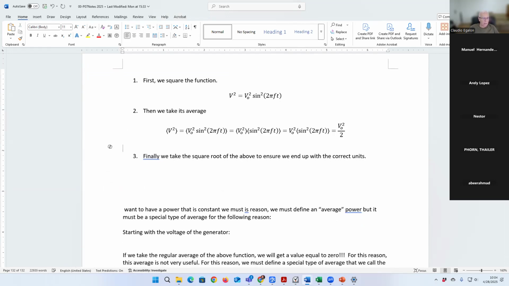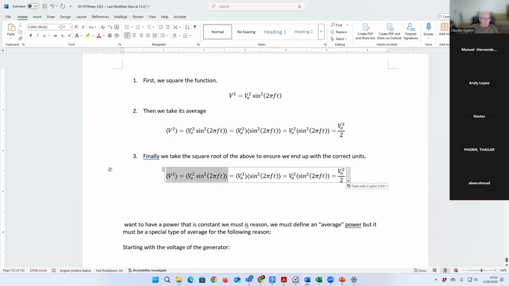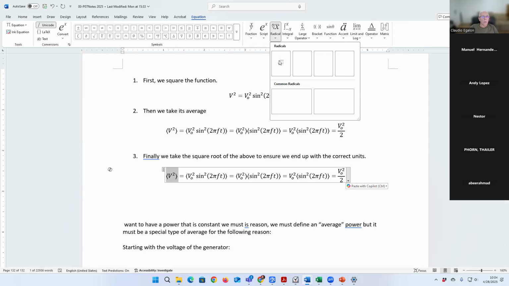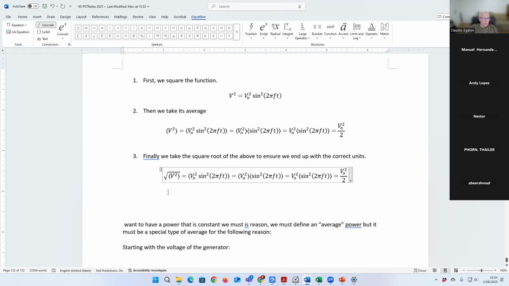Finally, we take the square root of the above to ensure we end up with the correct units. And then we have to take the square root here. I'm going to call that root mean square, RMS, and it is the square root of this value.